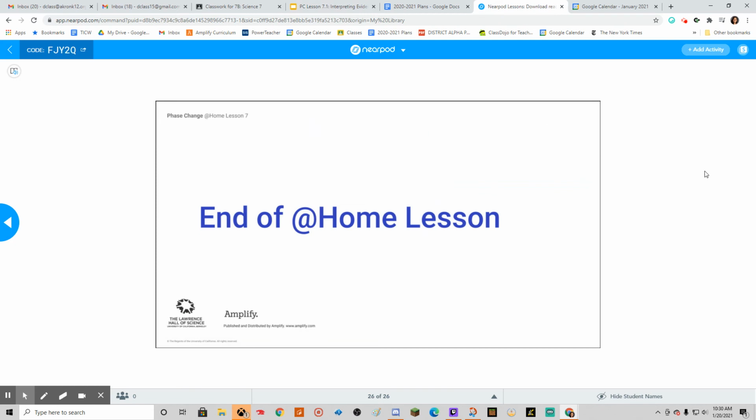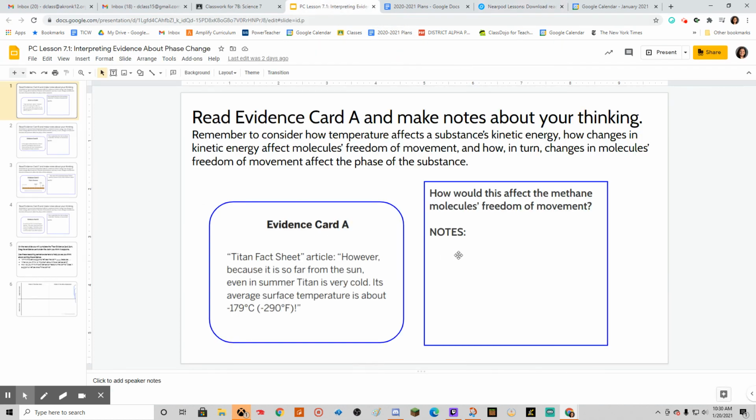So after we finish annotating and sorting, this will be the end of lesson 7.1. But let's first annotate and sort. So, evidence card A, you want to read it and make notes about your thinking. Remember to consider how temperature affects a substance's kinetic energy, how changes in kinetic energy affect the molecule's freedom of movement, and how, in turn, changes in molecules' freedom of movement affect the phase of the substance. So, you want to think about that progression from temperature to kinetic energy to freedom of movement.